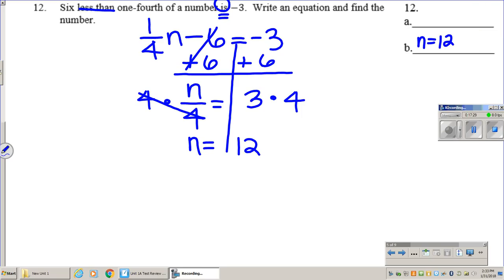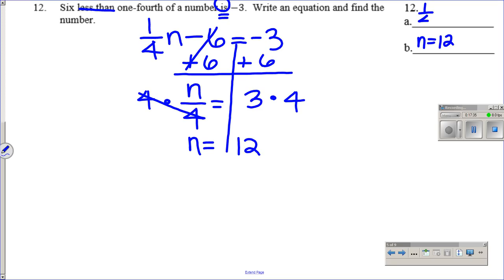Here we go. So on the top line, they wanted us to write the equation first. So you would just write the 1/4 n minus 6 equals -3. So they were wanting the equation, and then they asked us to find the number. So those are your two answers for number 12.